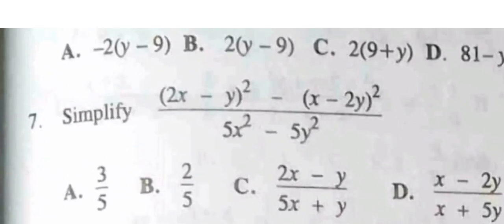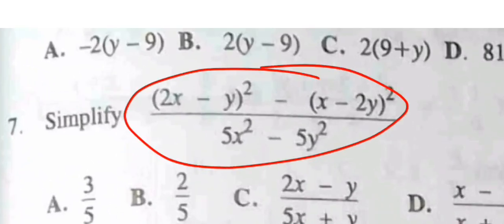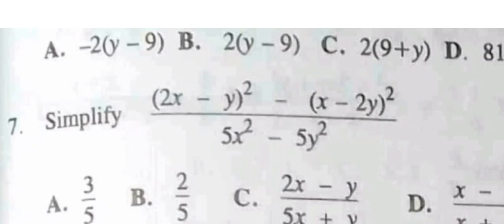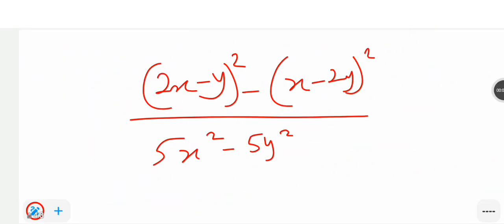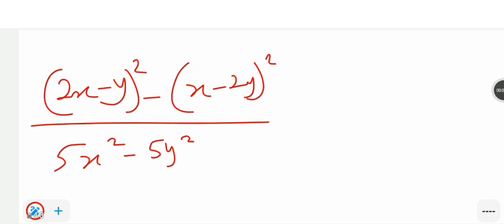So for the next question, we have to simplify 2x minus y squared minus x minus 2y squared divided by 5x squared minus 5y squared. So this is it here. So in order for it not to get too complex, I'll separate it, numerator and denominator. I'm going to put them separately. So let's take the numerator first.